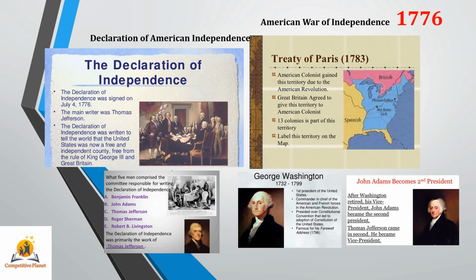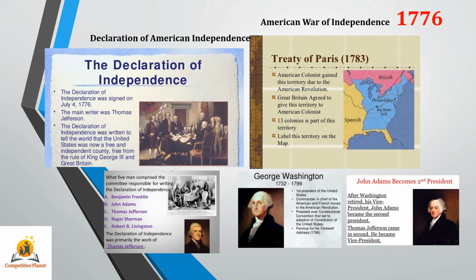And I have explained about two members who were responsible for writing the Declaration of Independence. There were actually 5 members, and among them Thomas Jefferson was the primary writer. He contributed much to the writing, and the other members were Benjamin Franklin, John Adams, Roger Sherman, and Robert R. Livingston.